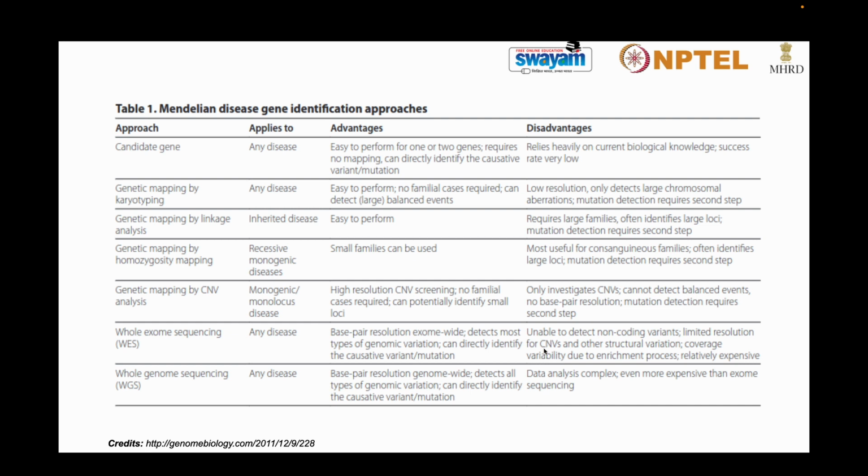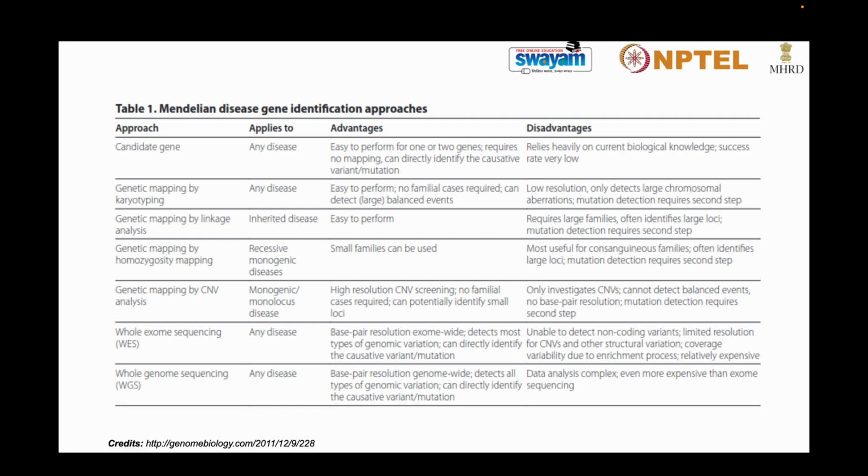But the disadvantage with this approach is that it is unable to detect the non-coding variants. As I have told you, whole exome sequencing focuses only on those exons that code for the protein. It also has limited resolution for CNVs and other structural variations, coverage variability due to the enrichment process, and it is relatively expensive. When we move to the sequencing level, the cost associated with the approach rises because sequencing is an expensive task. Then came the ultimate method, that is whole genome sequencing.